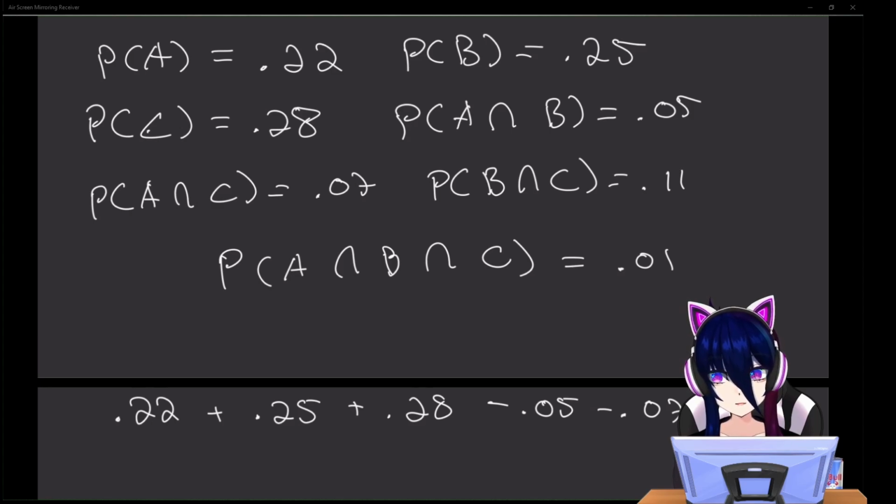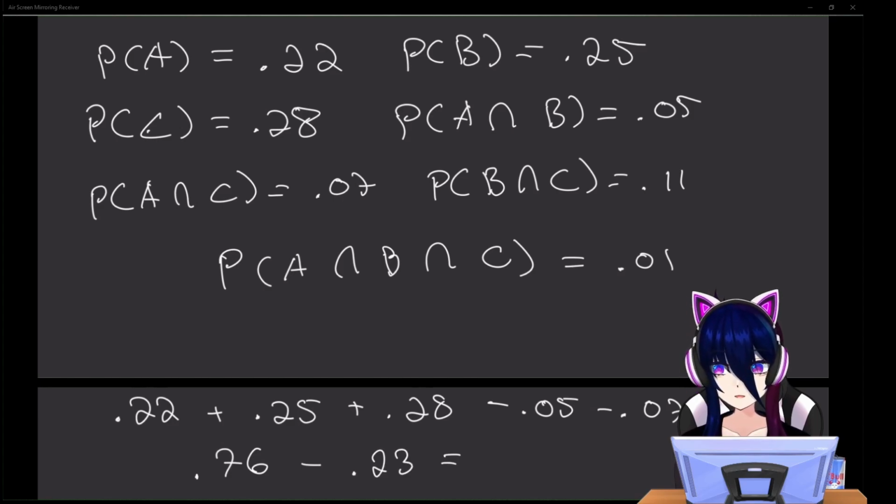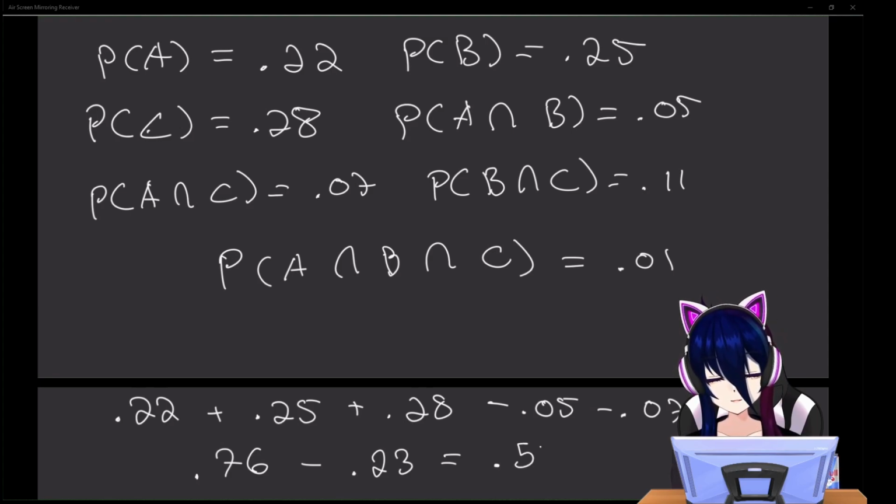All right, what does that get us? Well, if we add together the probabilities of A, B, and C, and then that additional 0.01, we get 0.76. Then, if we subtract the summation of these, 0.07 plus 0.11 plus 0.05, we get minus 0.23, and 0.53 as our final answer.